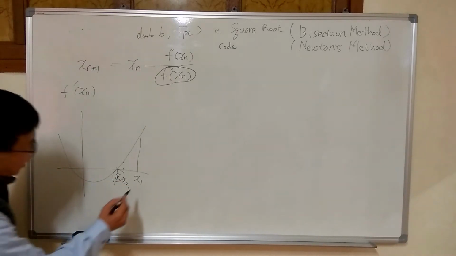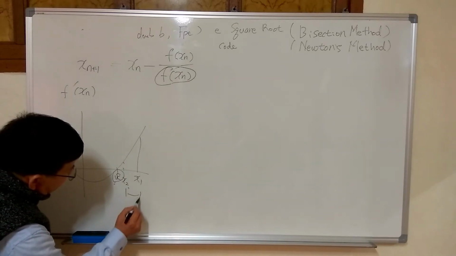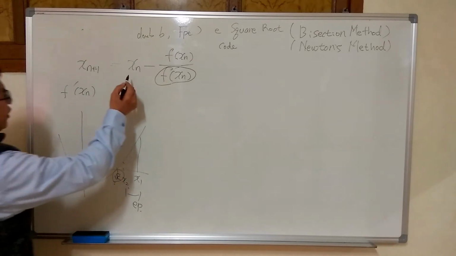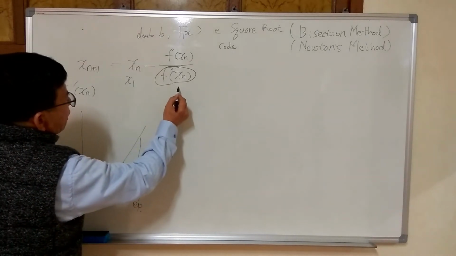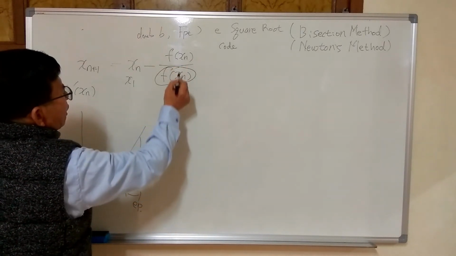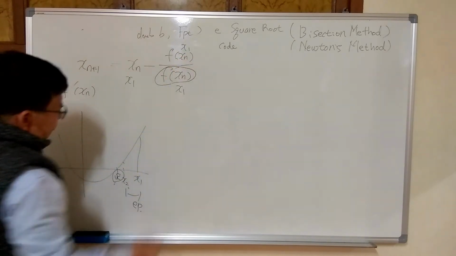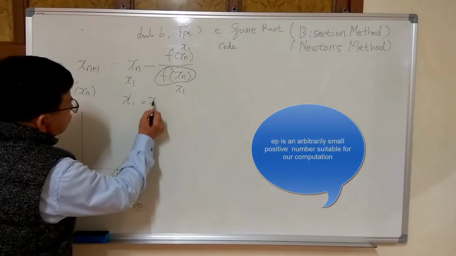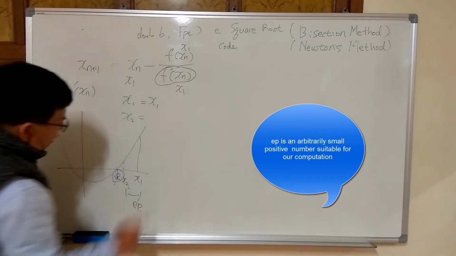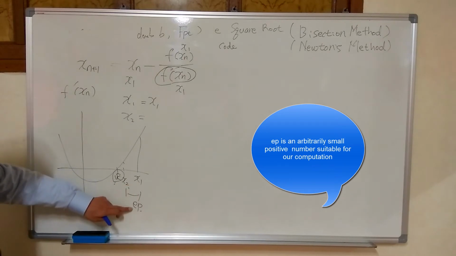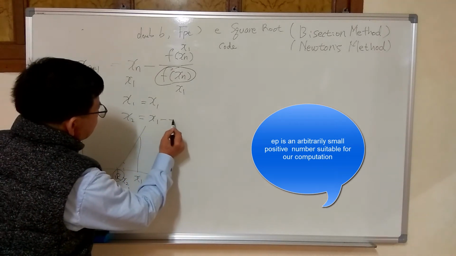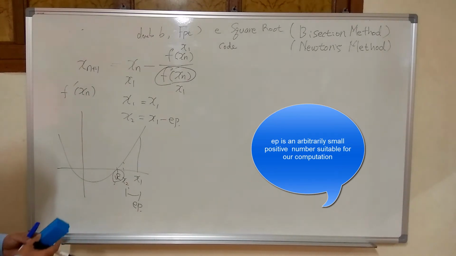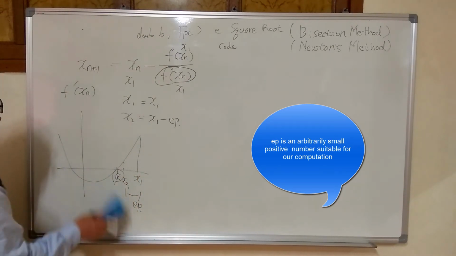So in this case, if this is EP, this is x1, f of x1, f prime of x1. If x1 is x1, x2 equals x1 minus EP. You have to remember this.